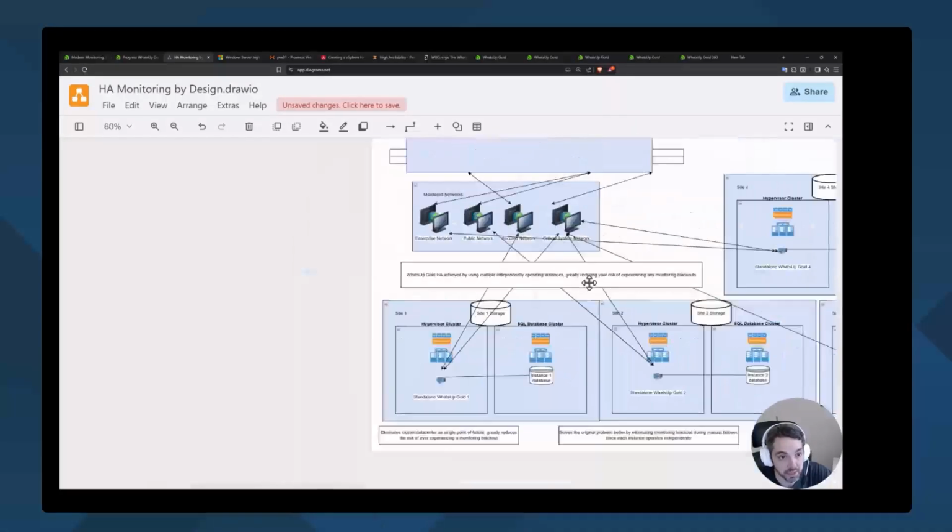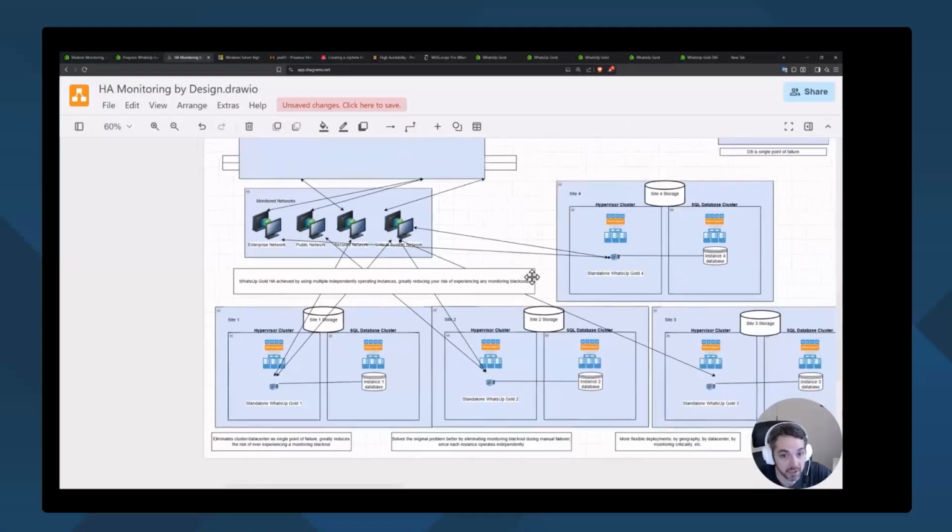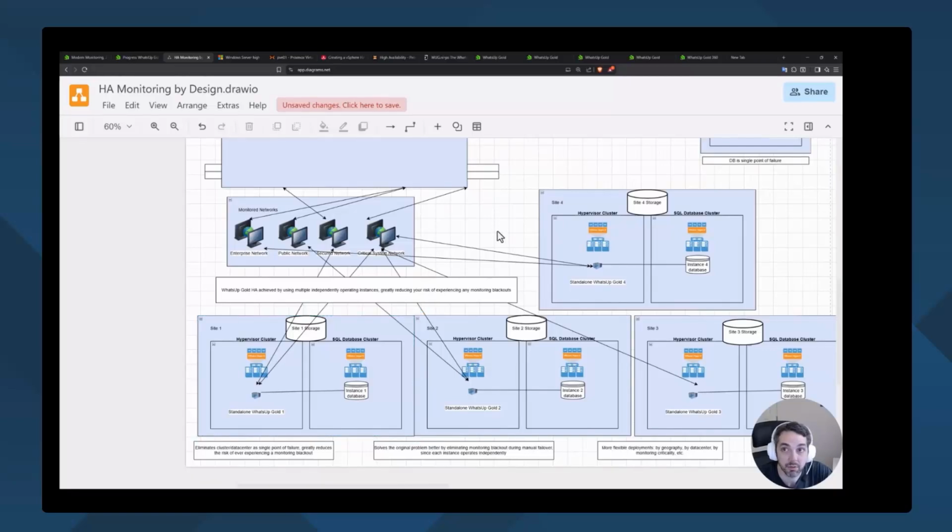That's where our new approach comes in, where we're suggesting you deploy multiple different WhatsUp Gold instances. What that means is they're independently managed and operated. However, this is partly included with the licensing in Enterprise and Enterprise Plus. In Enterprise, you get 2 activations of your license, and in Enterprise Plus, you get 4 activations of your license. So you can have multiple different WhatsUp Gold environments independently operating.